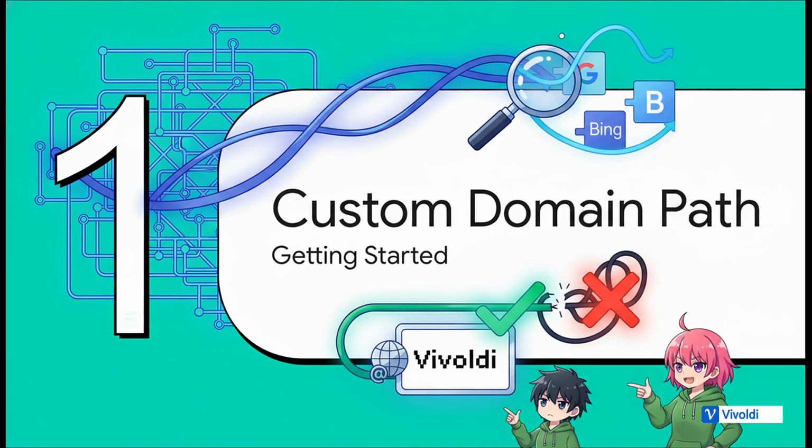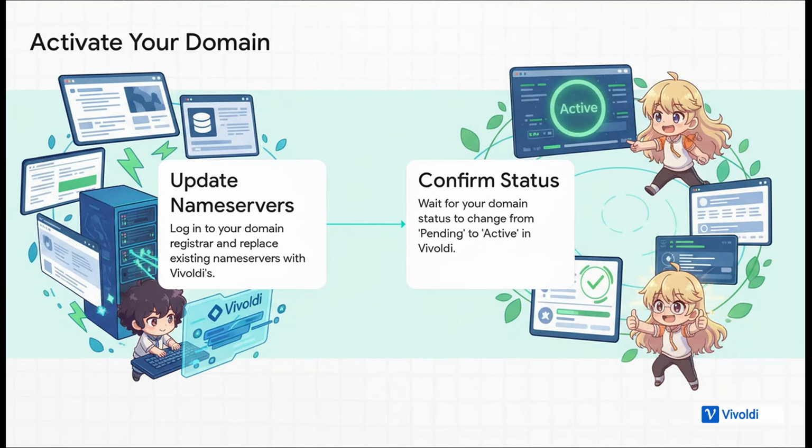All right, if you're using a custom domain, this next part is for you. The very first, and I mean first, thing you have to do before you even think about Google or Bing is to make sure your domain is active inside Vivaldi. This trips a lot of people up, but trust me, it's an easy fix. When you first add your domain, you'll see its status is pending. To get that to active, you just have to log into your domain registrar, GoDaddy, Namecheap, wherever you bought it, and swap out their name servers with the ones Vivaldi gives you. Once you've done that, just sit back and wait for the status in your dashboard to flip to active.